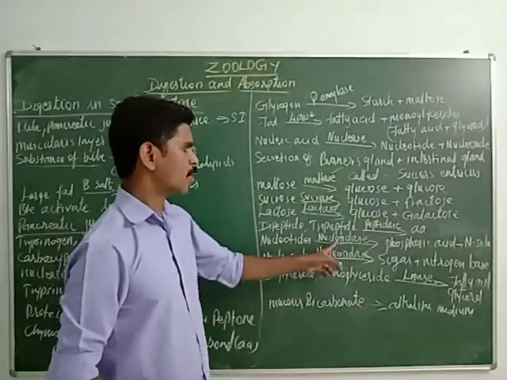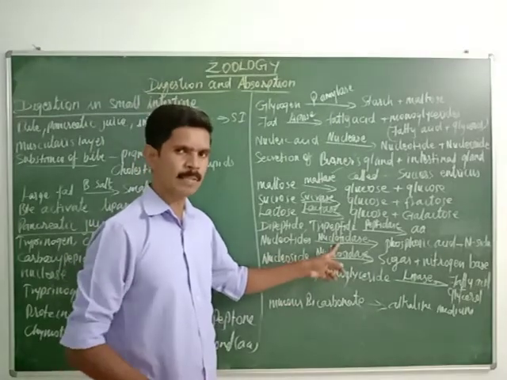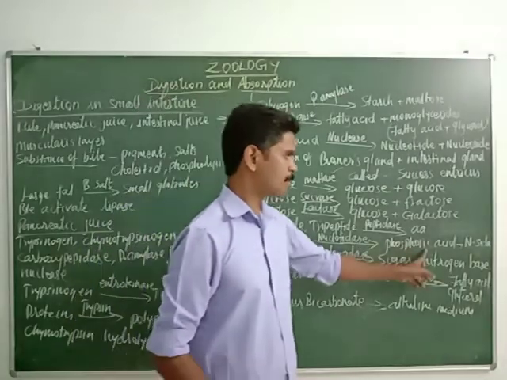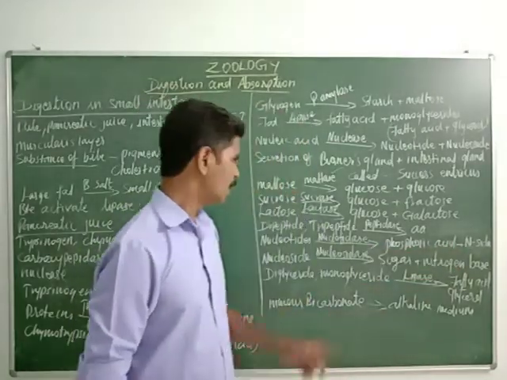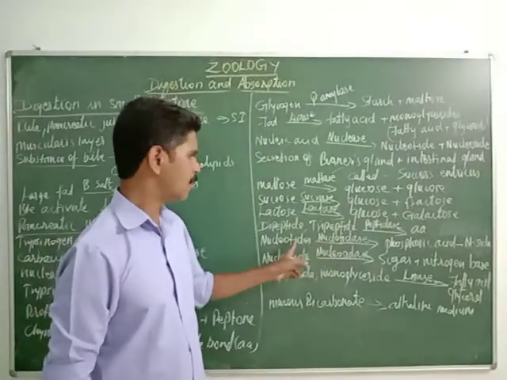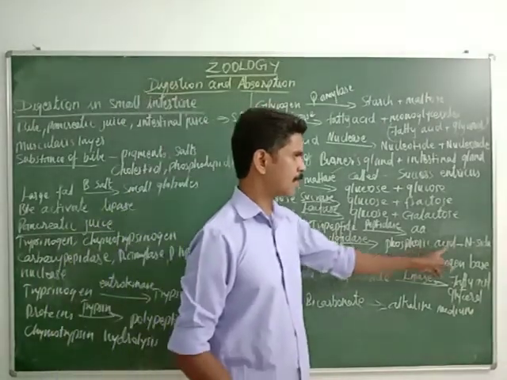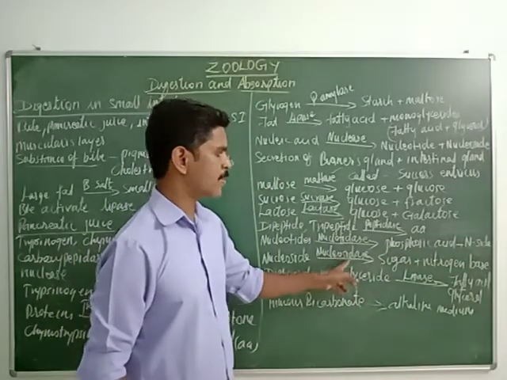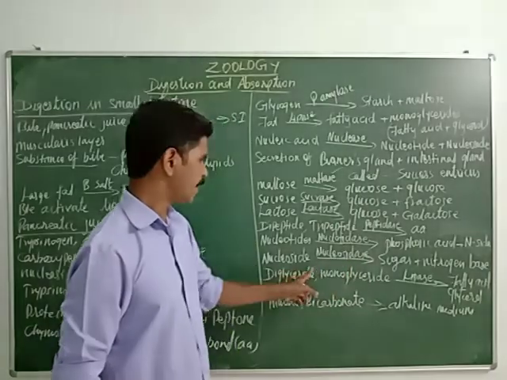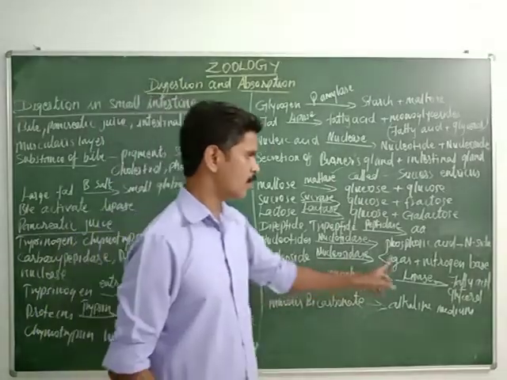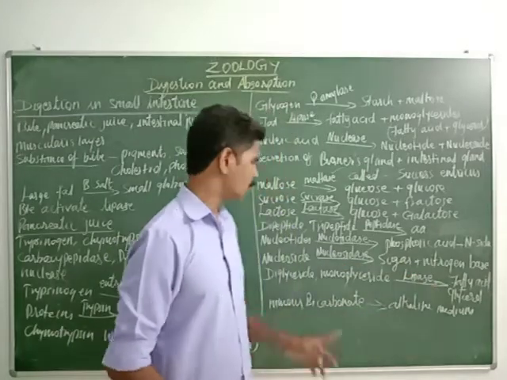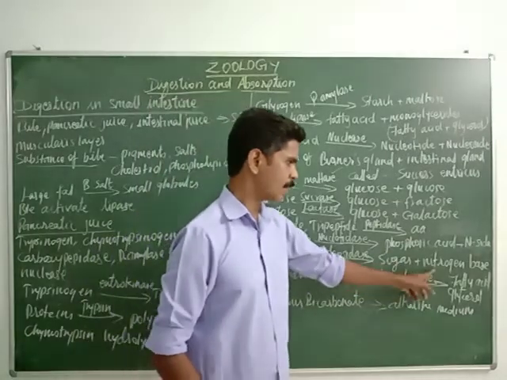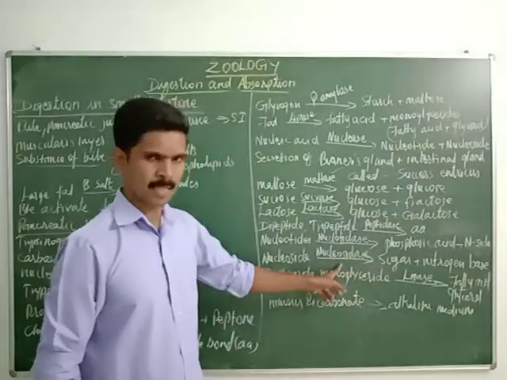Then next, the enzyme name is called nucleotidase. This nucleotidase converts the nucleotide into phosphoric acid and nucleoside. Understand? Then the next enzyme is nucleosidase. This enzyme converts the nucleoside into sugar and nitrogen base. So nucleoside molecules are converted into sugar and nitrogen base with the help of the nucleosidase enzyme.